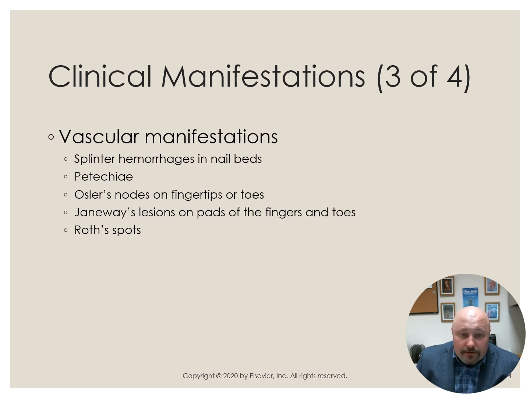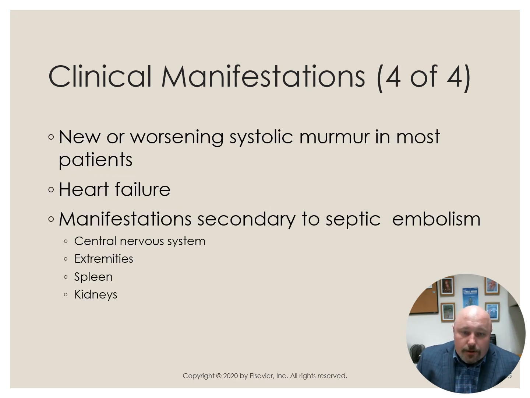In vascular manifestations, it could be a splinter hemorrhage within the nail beds, petechiae, Osler nodes on fingertips or toes, Janeway's lesions on the pads of the fingers and toes, or Roth spots. Other clinical manifestations could include a new or worsening systolic murmur that occurs in most patients, heart failure, or manifestations secondary to septic embolism like central nervous system issues, extremities, spleen, or kidneys.